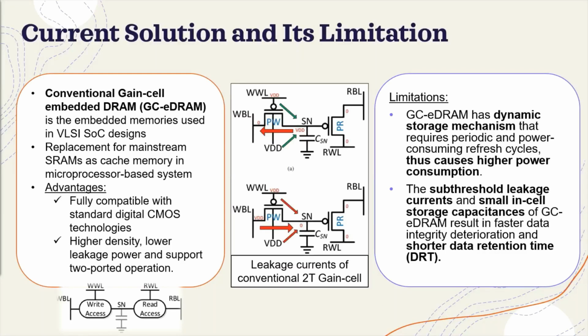its several advantages. However, there are also some problems found in GC-eDRAM. First, GC-eDRAM has high power consumption due to its dynamic storage mechanism that requires periodic and power-consuming refresh cycles. Besides that, it has short data retention time because of the leakage currents and small self-storage capacitance that result in faster data degradation.